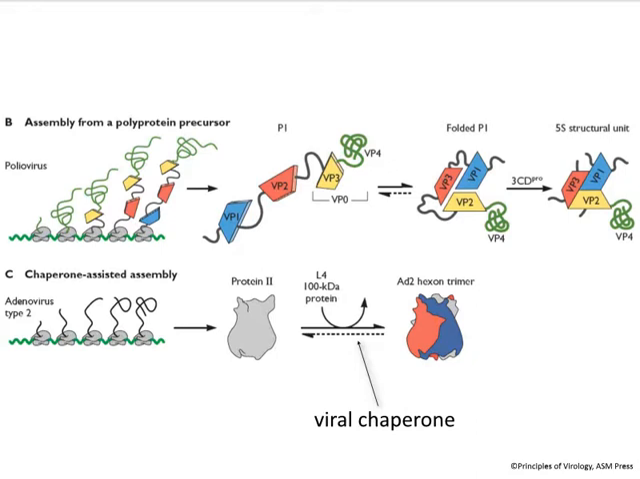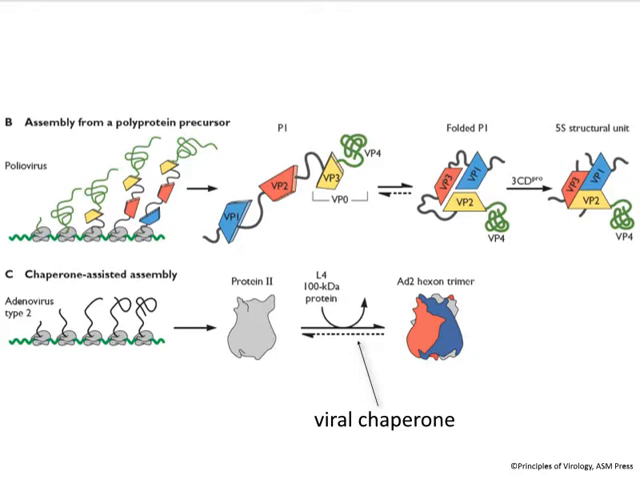So again, it's very much like one of the examples we saw just before, making the individual polypeptides. In this case, protein 2, which is going to form a hexon trimer. But it can't do it on its own. It needs a viral chaperone, which is called the L4 protein. So again, chaperones are proteins that help other proteins assemble or become what they need to be.